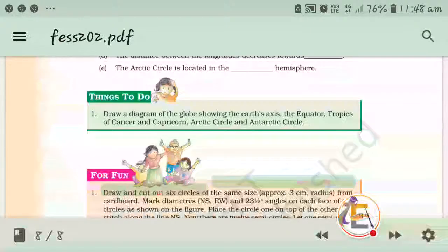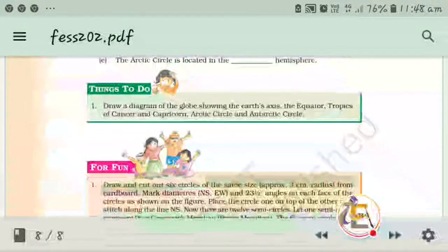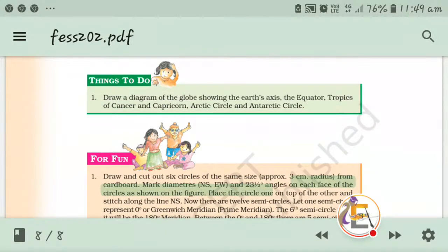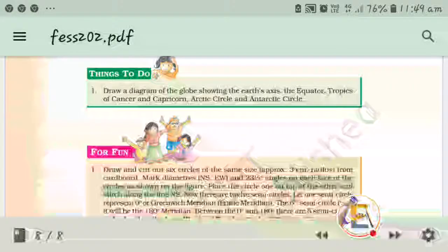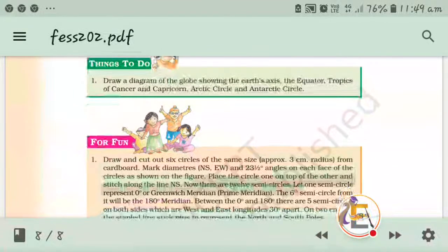Mark diameters NS, EW, and 23.5 degrees on each face of the circles as shown in the figure. Place the circles one on top of the other and stitch along the line NS. Now there are 12 semicircles. Let one semicircle represent 0 degrees Greenwich meridian, the prime meridian. The sixth semicircle will be the 180 degrees meridian. Between the 0 degrees and 180 degrees there are 5 semicircles on both sides which are west and east longitudes of 30 degrees.